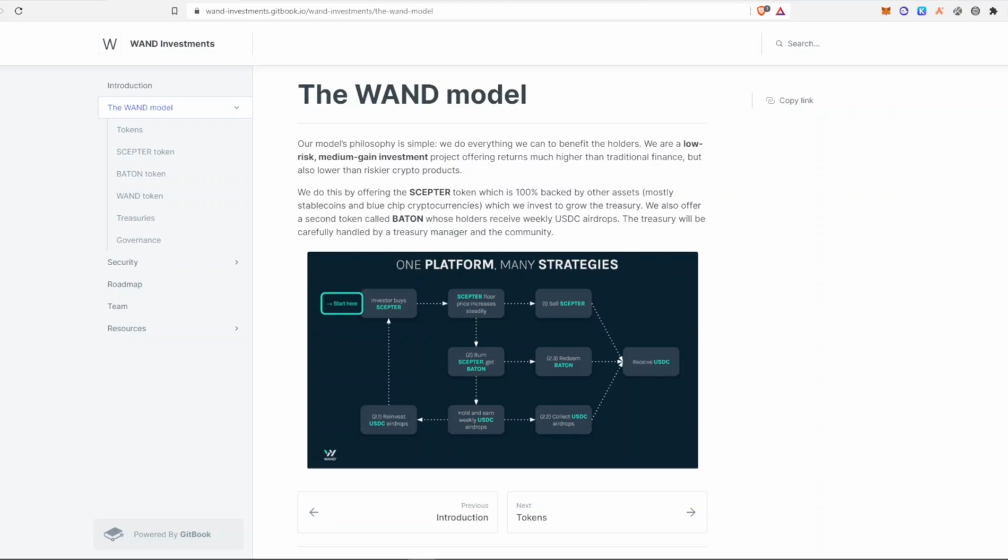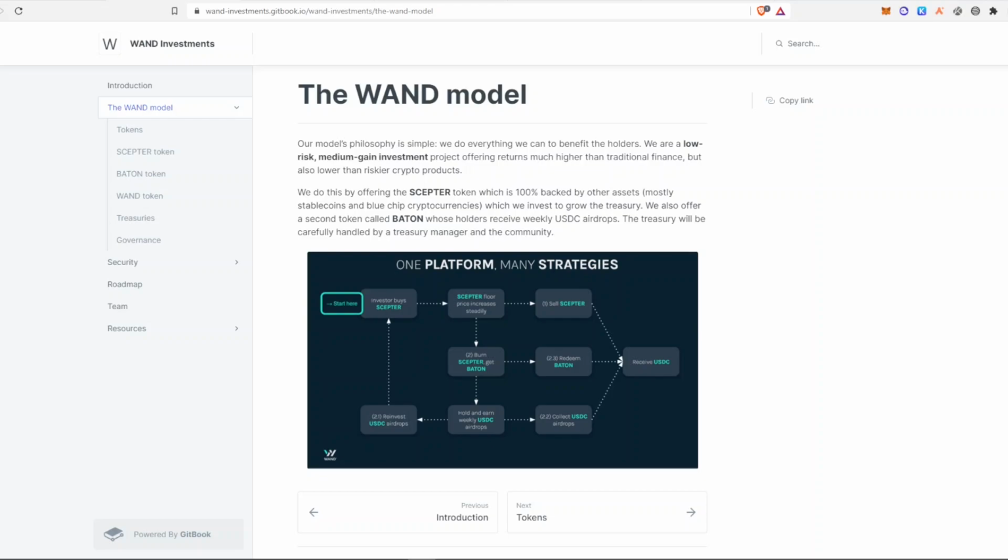So for example, the amount of money that it takes to double the market cap of a normal coin wouldn't double the price of Scepter. Scepter is going to increase in price much slower than a normal token would, but the benefit is that the price of Scepter can't go down, it can only go up.